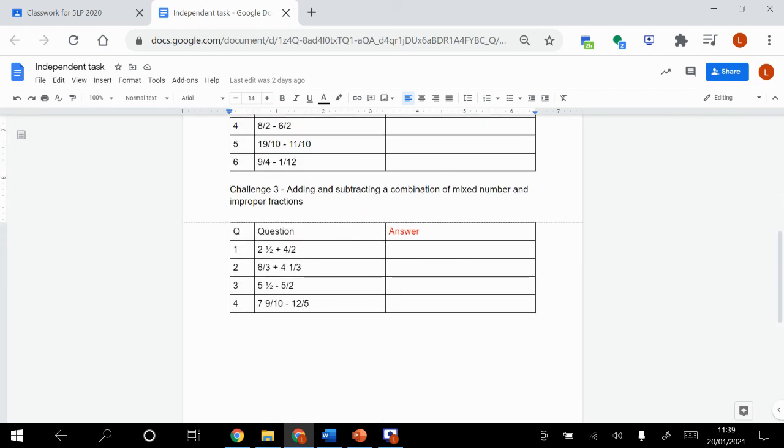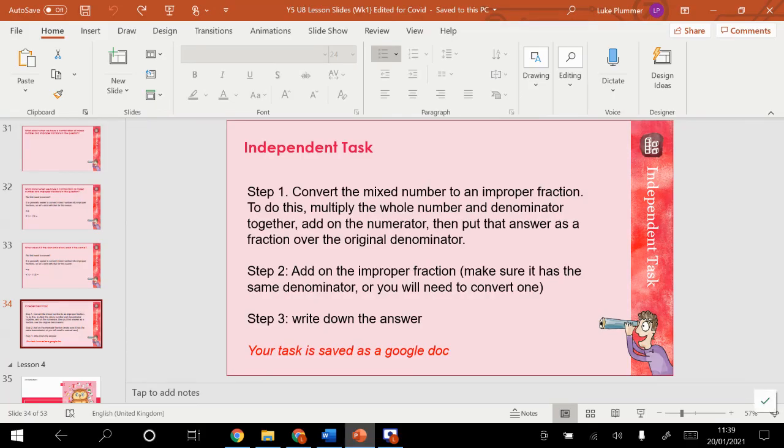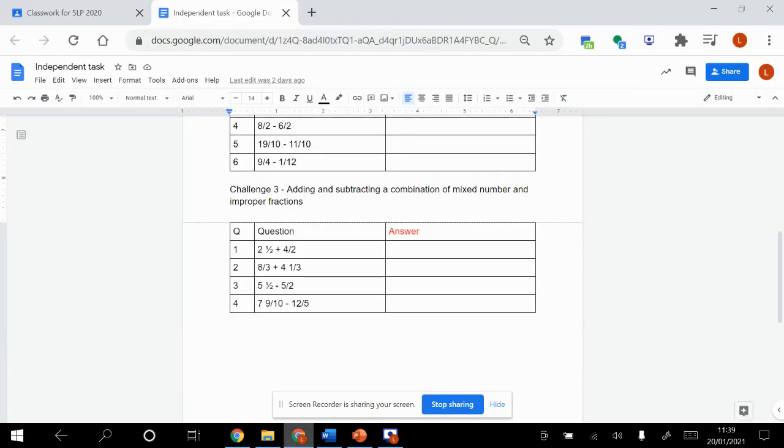The last one is adding and subtracting a combination of mixed numbers and improper fractions. This step-by-step task here is going to help you. What you need to do is convert the mixed number first into an improper fraction, which I've given you an explanation of how to do there. Then you add on the improper fraction, making sure that the denominator is the same. If the denominators aren't the same, then you'll need to convert them so they have the same denominator, and then you're going to add or subtract them. So 3 stages to your independent task there.